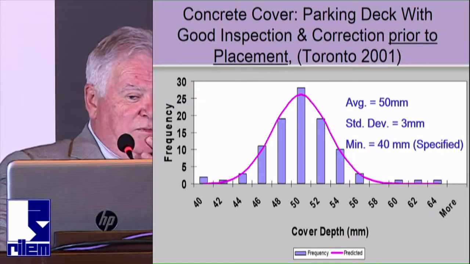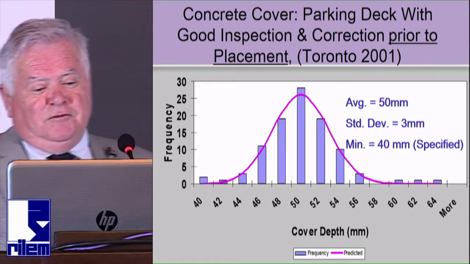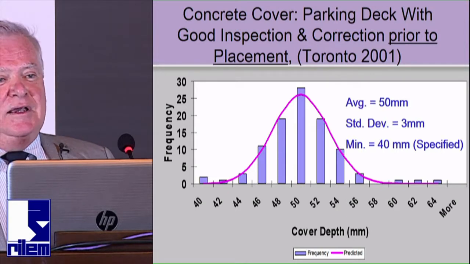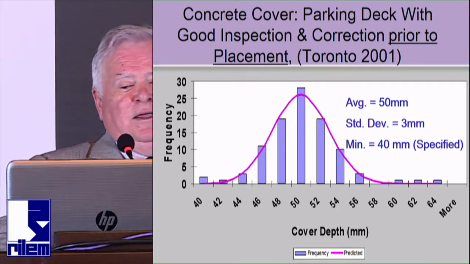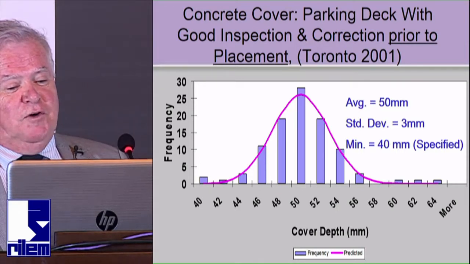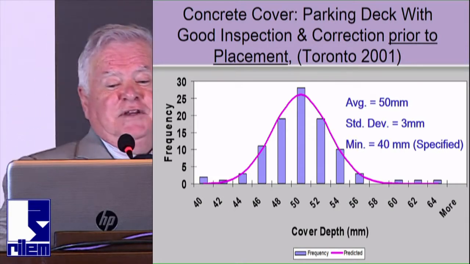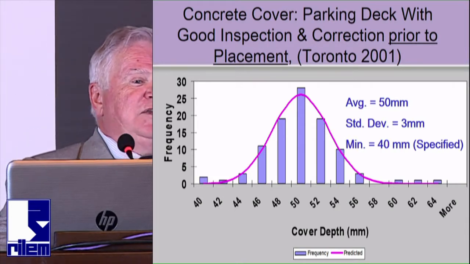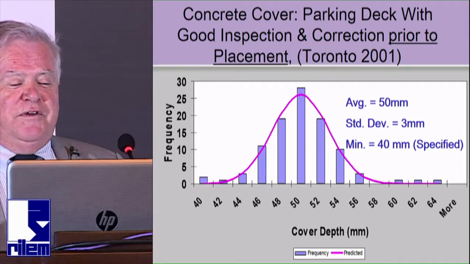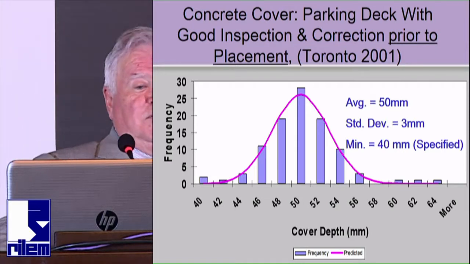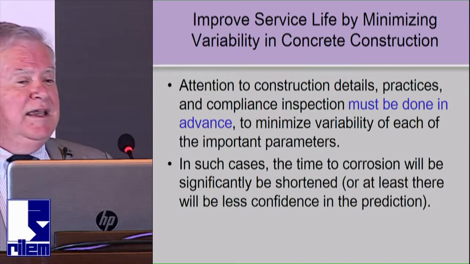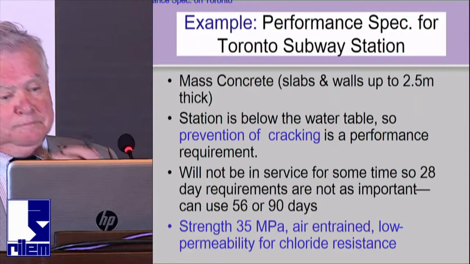When we did the latest parking deck at the airport in Toronto, which I was involved with, we did pre-cover depth checking before they were allowed to place the concrete. And if the cover wasn't right, we made them correct that, push the bars down in. And so the specification was 40 millimeters. We actually achieved 50 on average with a standard deviation of 3 millimeters by checking that with the gauge before they placed the concrete, which means that the reduced variability will increase the chance of getting durable concrete over a long time without corrosion. So you can minimize that variability, which can add decades to the durability of concrete.